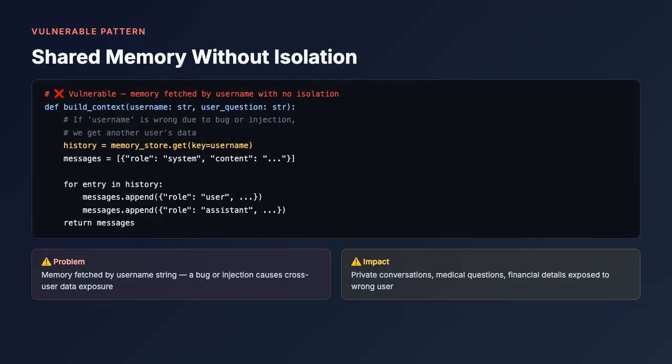Once that data is in the context window, the model will freely reference and quote from it. It has no mechanism to recognize that it belongs to a different user. The impact is severe. Private conversations, medical questions, and financial details get exposed to the wrong user.